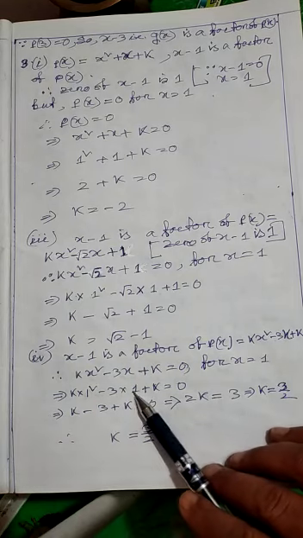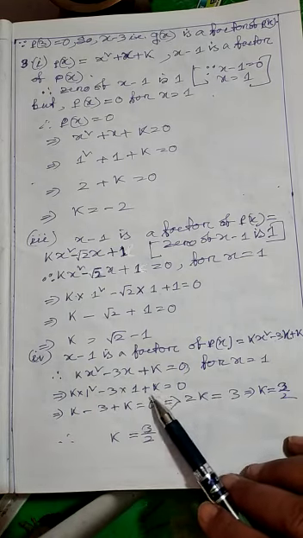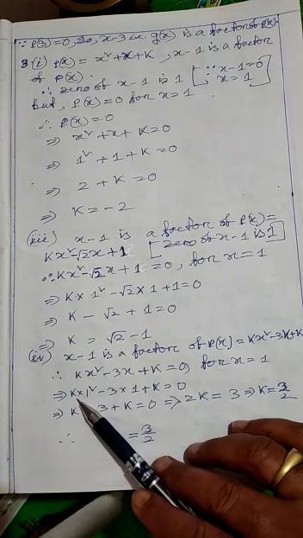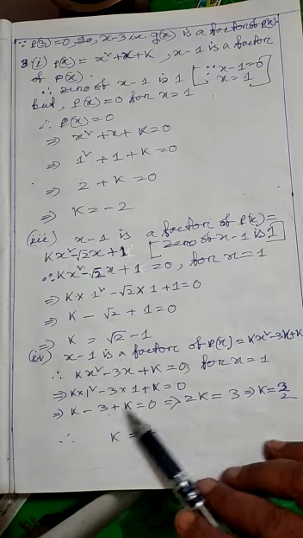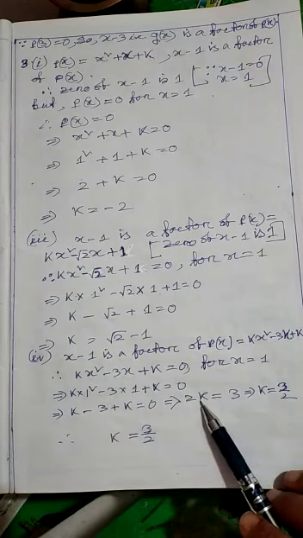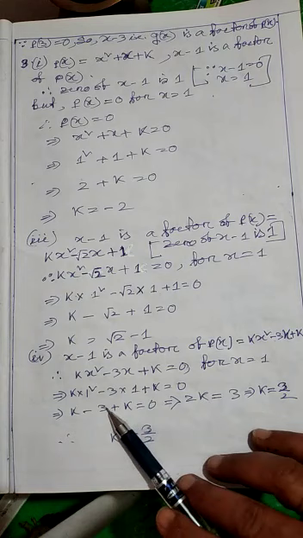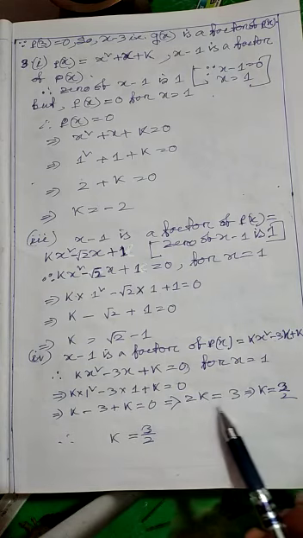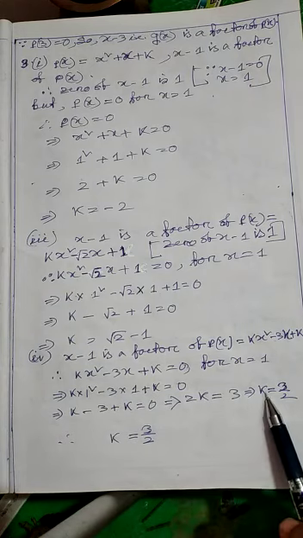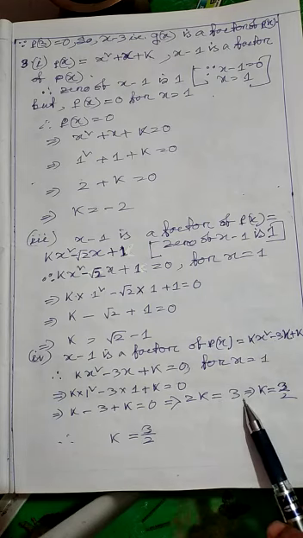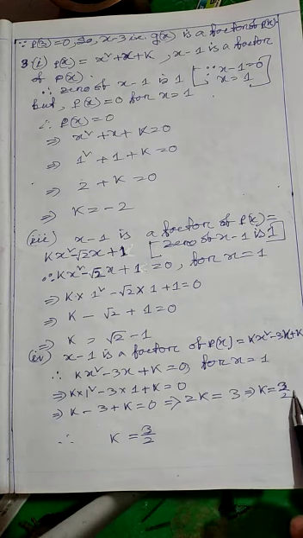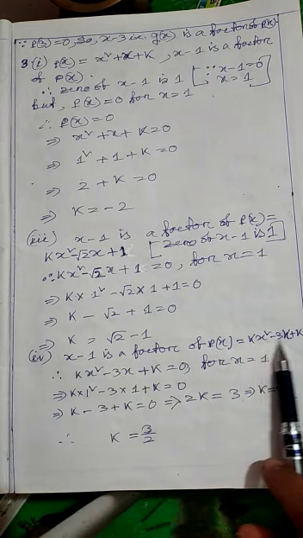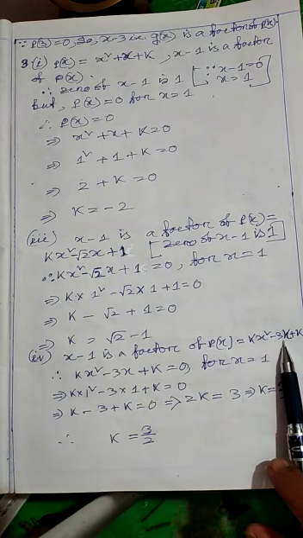Put k into 1 square minus 3 into 1 plus k. This is k into 1 square, which is k, minus 3 into 1 equals 3, plus k. K plus k equals twice k. Bringing 3 to the right hand side, twice k equals 3. Bringing 2 to the right hand side becomes divide, so k equals 3 by 2. For k equal 3 by 2, x minus 1 is a factor of p(x) equal kx square minus 3x plus k.